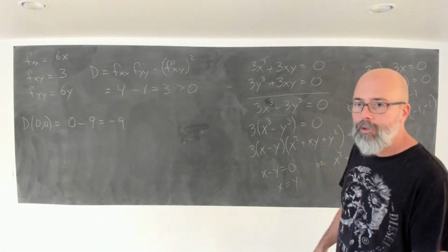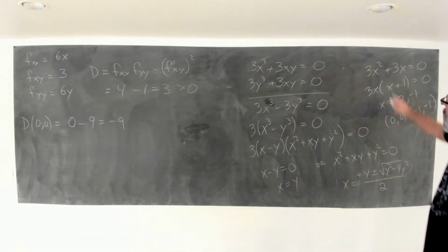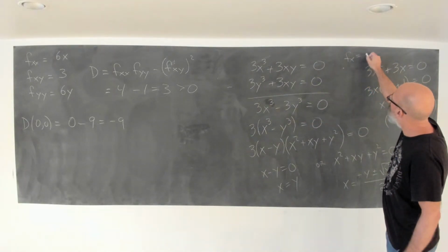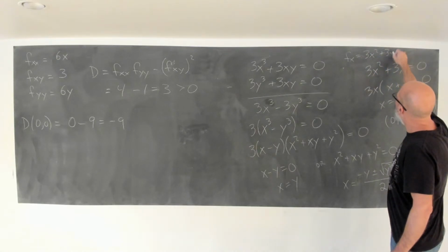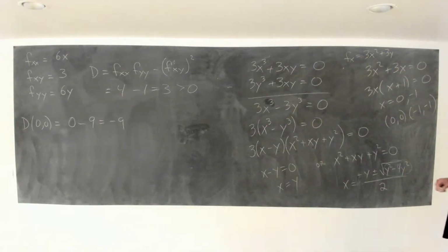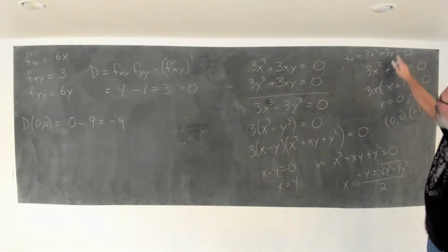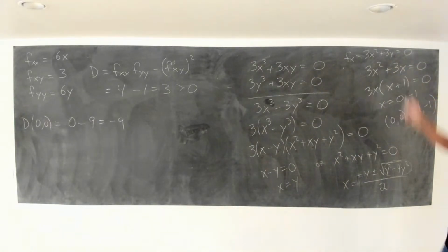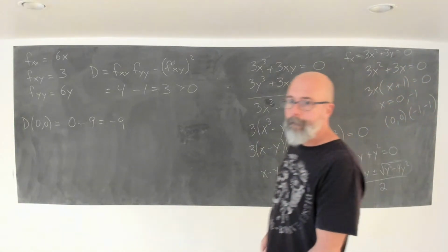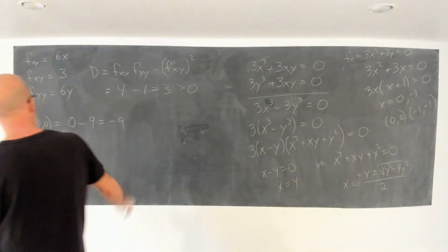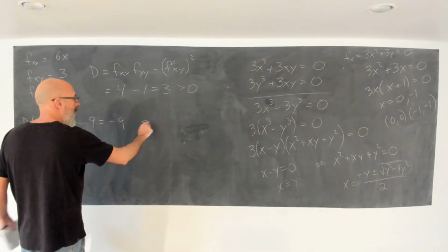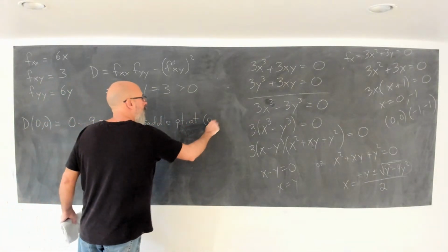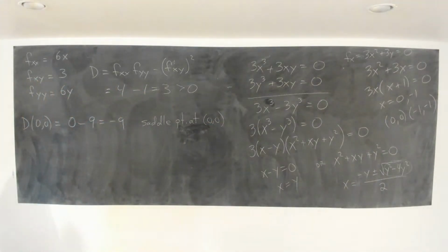Where did the 3x squared plus 3x come from? We had, I just rubbed it off now, but fx was 3x squared plus 3y, right? And that was equal to 0. And now we just said x and y are the same, so I'm replacing y with x to get exactly that. So you see that we have a saddle point at the origin.